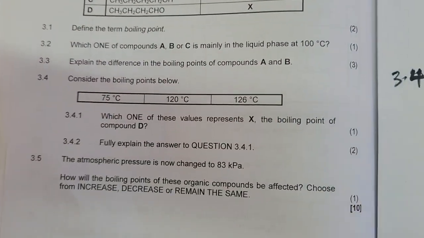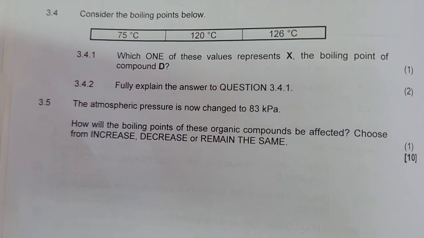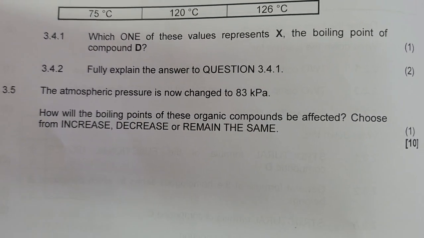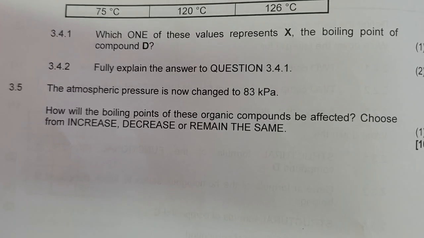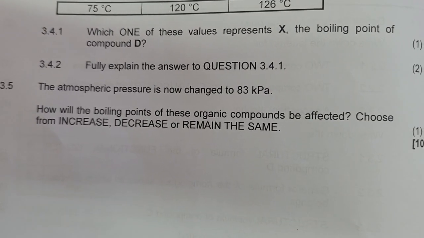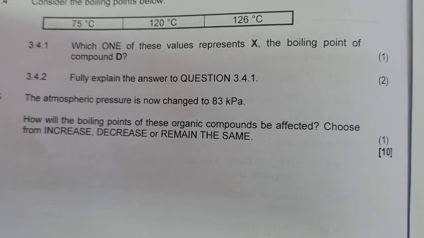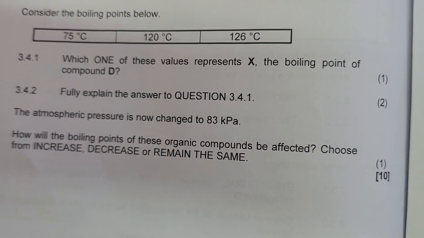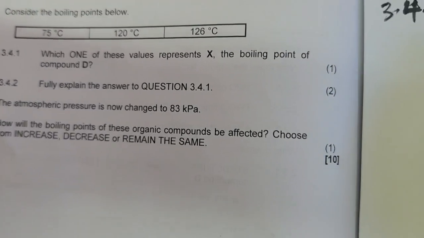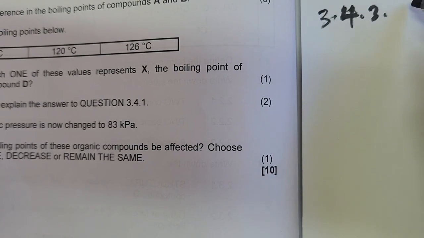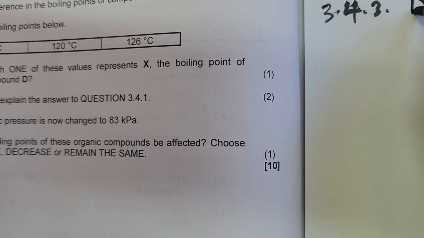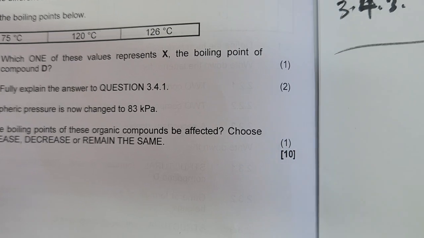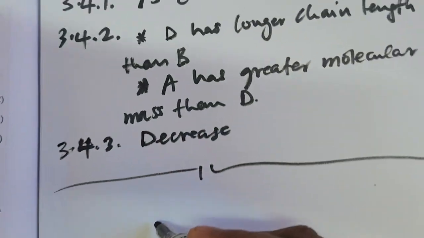Yes. And then atmospheric pressure now changed to 83. Now, if it's changed to 83, they say, how will the boiling points of these organic compounds be affected? Choose increase, decrease, or remain the same. We know that once you decrease the atmospheric pressure, it means that the boiling point also will decrease. So the boiling point will decrease. Fine. That's all about question 3.